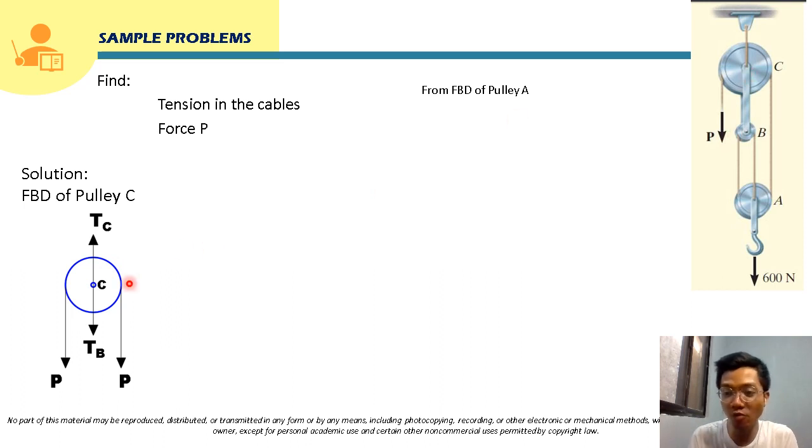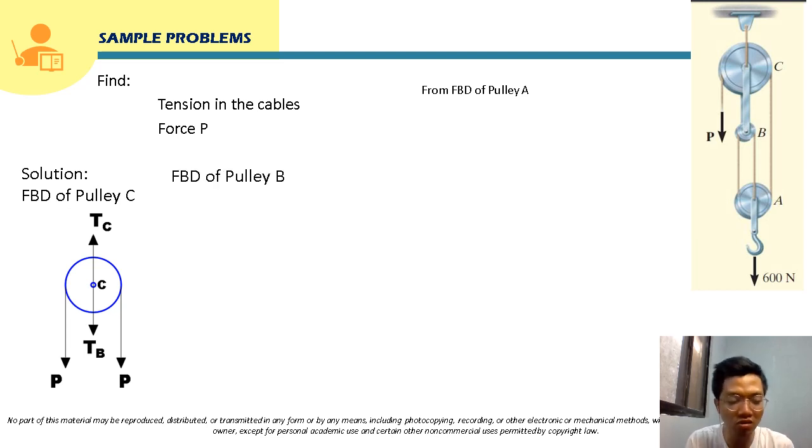If the weight of this pulley is given, we will just apply its weight at the center of this pulley, and it's always downward since it is weight. But it's not given here. We are told in this problem to neglect self-weight, so we will neglect it. We will not include it in our free body diagram.